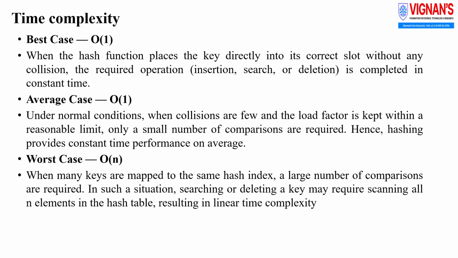In the worst case, the time complexity becomes big O of n. This happens when many keys are mapped to the same hash index, resulting in a large number of comparisons. In such situations, searching or deleting a key may require scanning all elements in the hash table, leading to linear time complexity. Let us now discuss the space complexity of hashing.